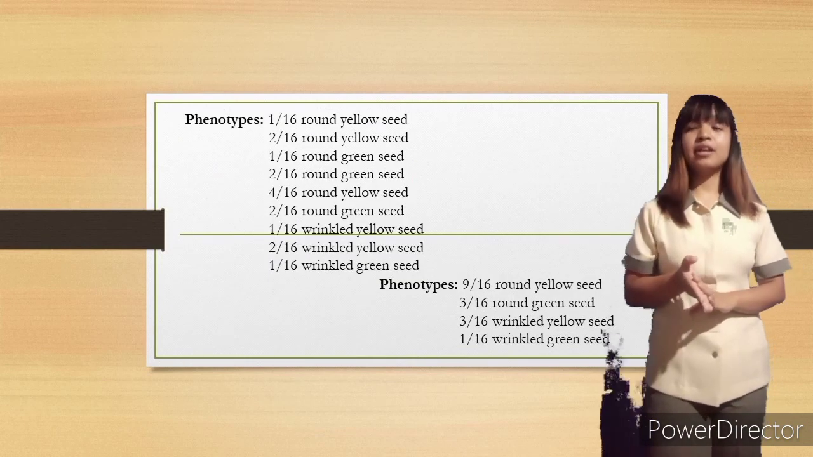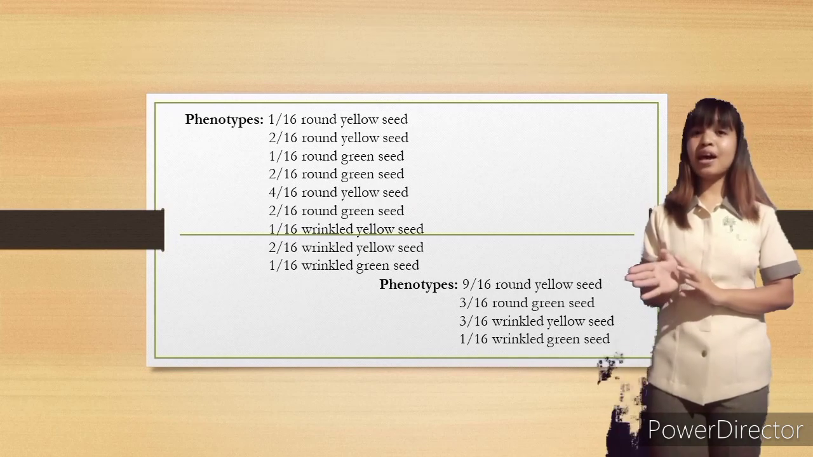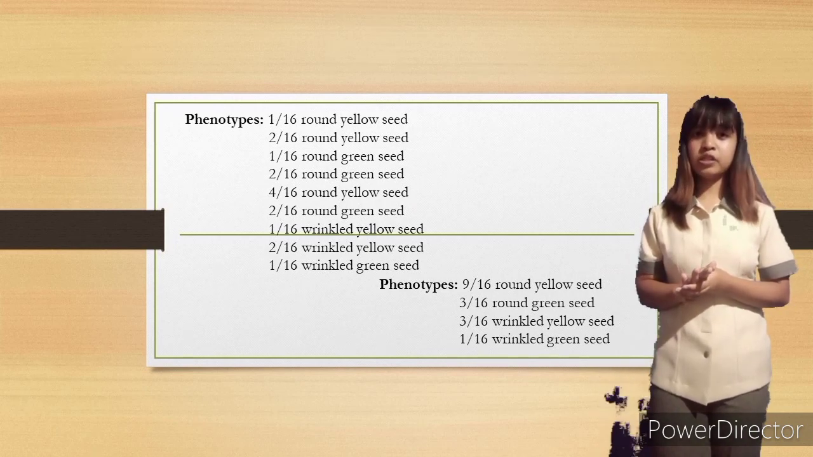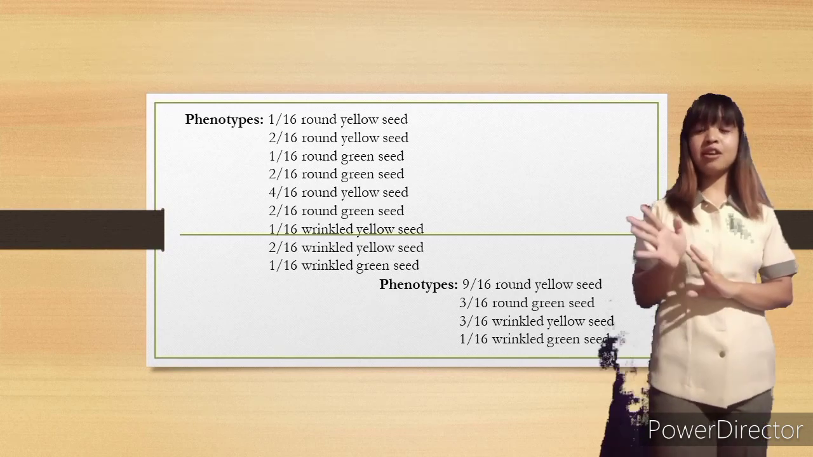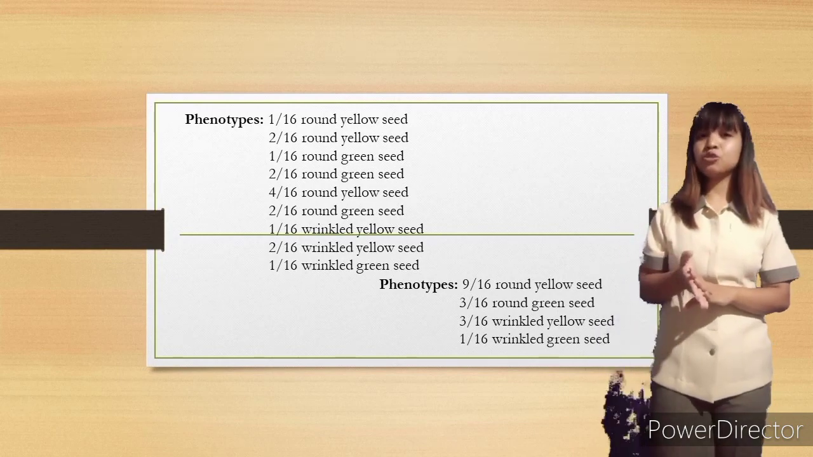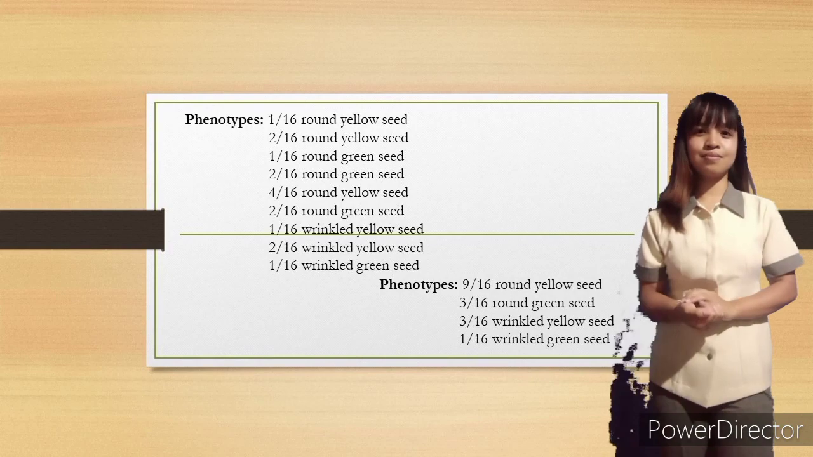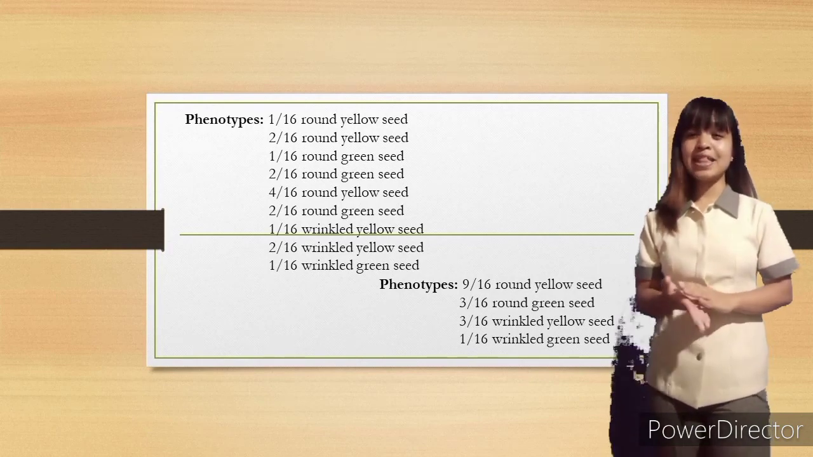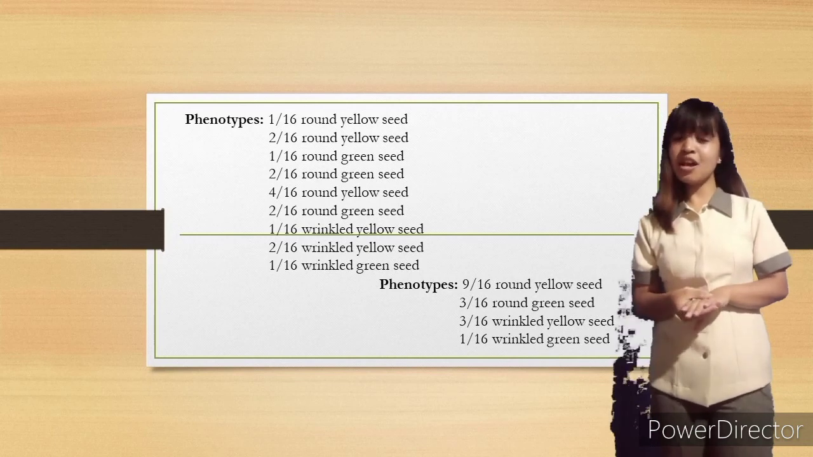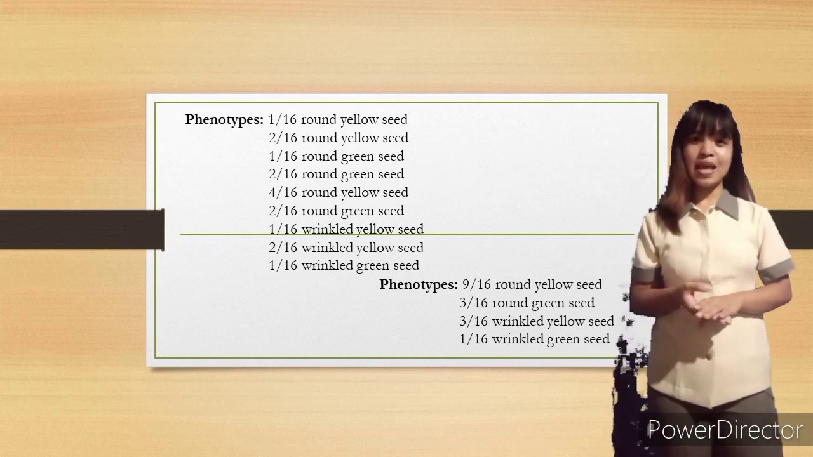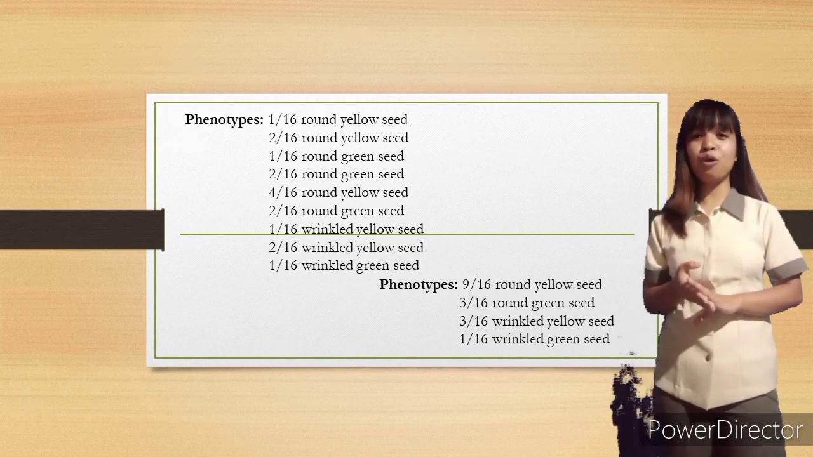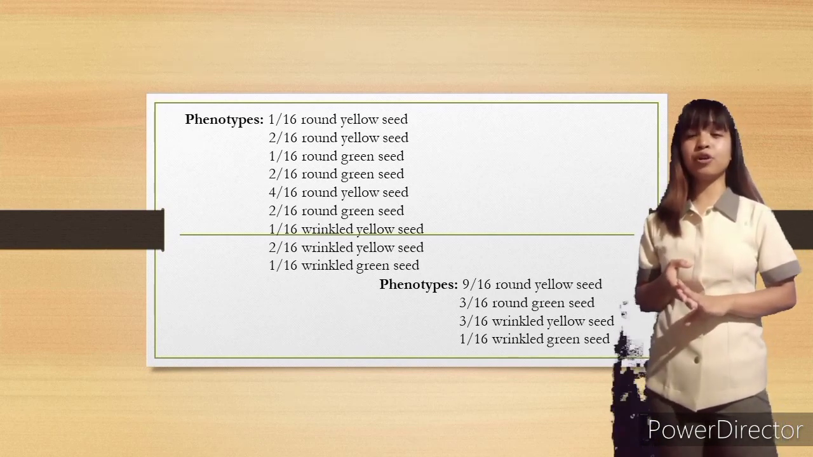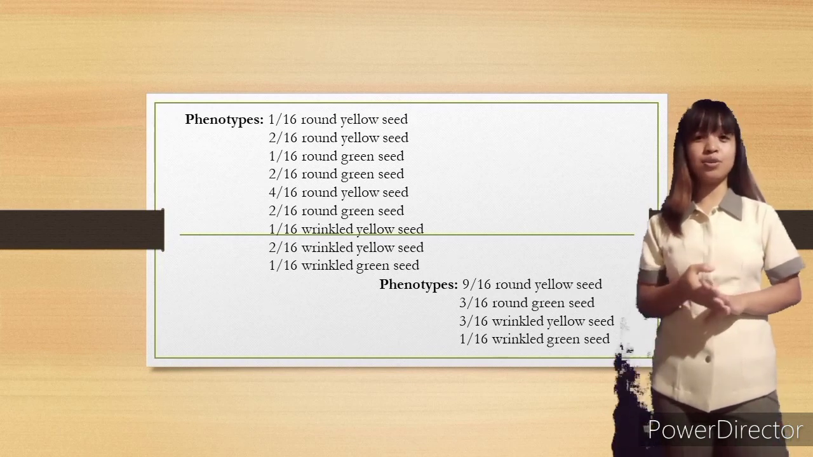After determining the genotypes, we can now determine the phenotype of this cross. As you can see, from these phenotypes, there are traits that are similar with each other, so we have to put them together. Our final phenotype is 9/16 round yellow seed, 3/16 round green seed, 3/16 wrinkled yellow seed, and 1/16 wrinkled green seed. So this is how we create a Punnett square depending on the cross, if it is a monohybrid cross or a dihybrid cross.